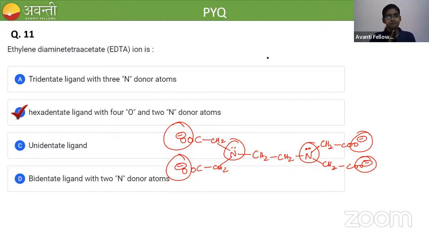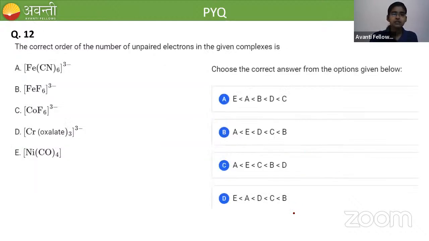Good. Let's move on to question number 12. The correct order of the number of unpaired electrons in the given complexes is... Just find out the n value. To find out the n value, you need to find out the oxidation number. That's all. So what is the oxidation number of iron?